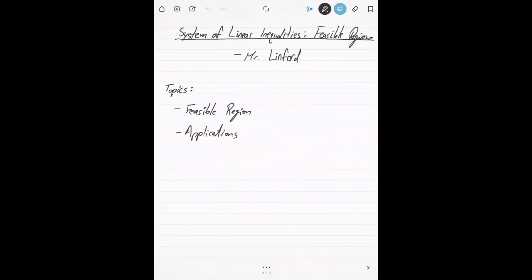Linford's math course. In today's discussion, we're going to be continuing our talk about the system of linear inequalities, this time by talking about the feasible region. In particular, we're going to talk about what the feasible region is and some applications that we can use for this type of problem.